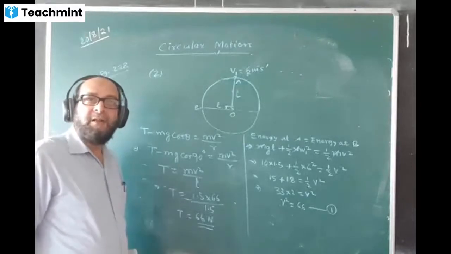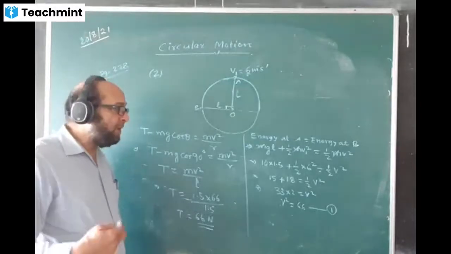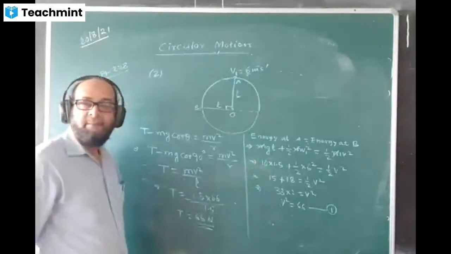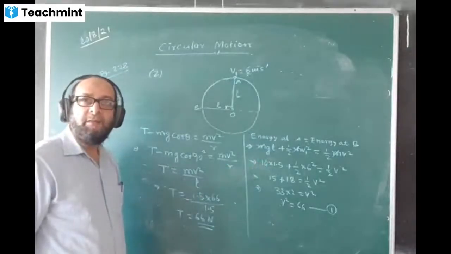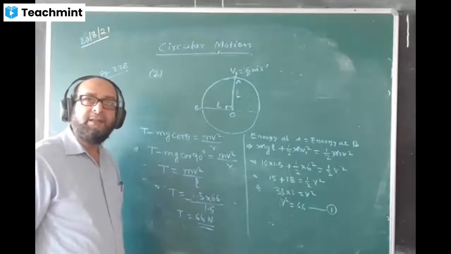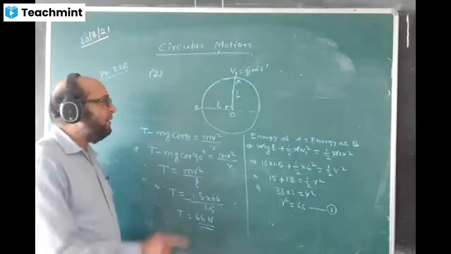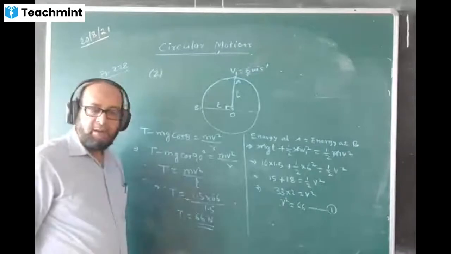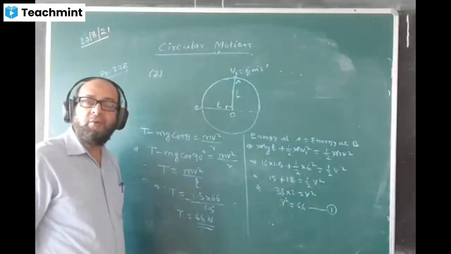If you want to match the answer with the book's answer, then you are supposed to take g as 9.8 instead of 10. Then you will get the exact answer. But I am taking the value of g as 10, so I am getting the answer 66. Understood? Got the idea, boys, how you have to do it?